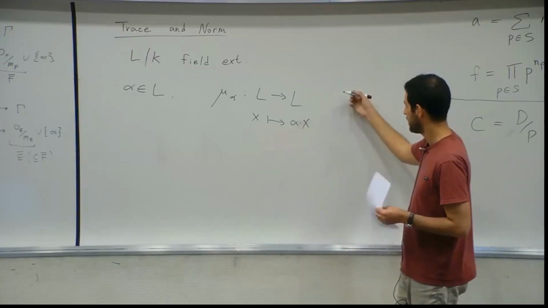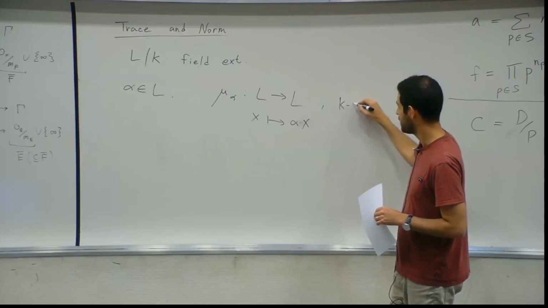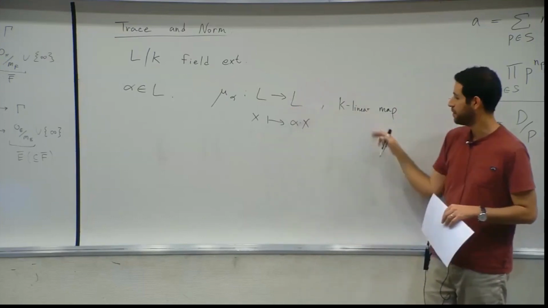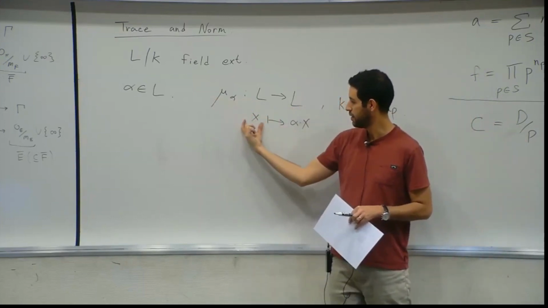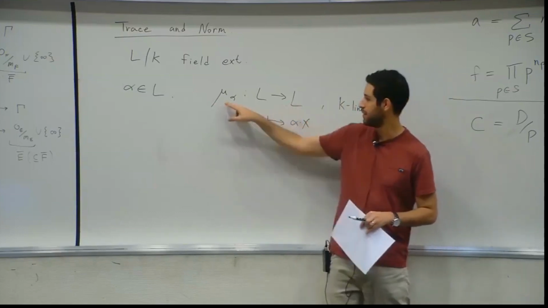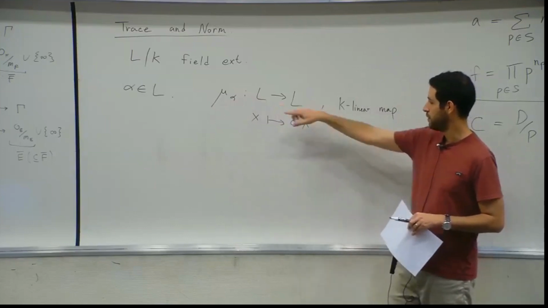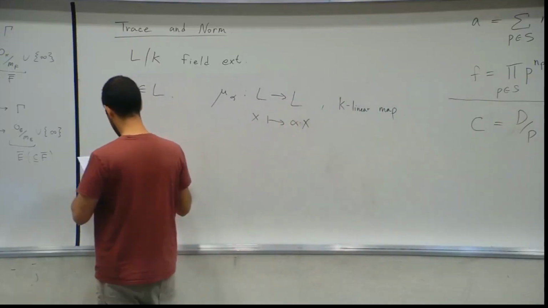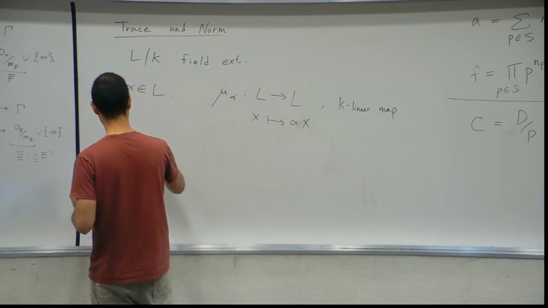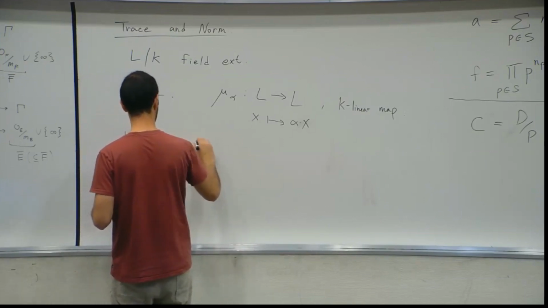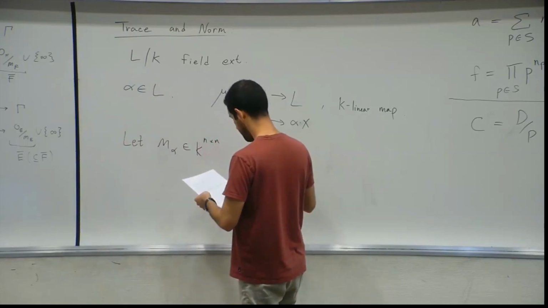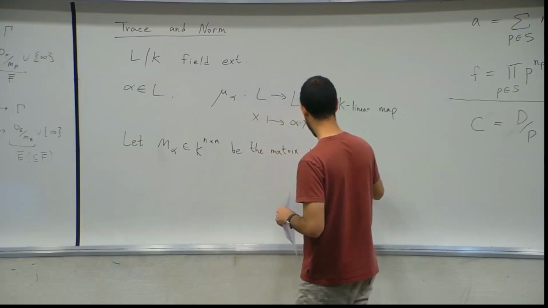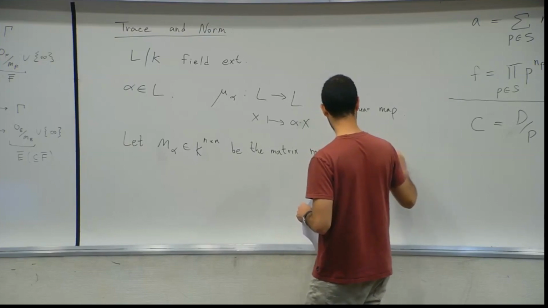So what can we say about this map? Good, it's K-linear. It's even L-linear, but K-linear map, right? Since mu alpha of X plus Y is alpha times X plus Y, it's alpha X plus alpha Y. So it's mu alpha of X plus mu alpha of Y. And also with the scalars. So it's a K-linear map. So what can we do? Let M alpha be the matrix representation of mu alpha.